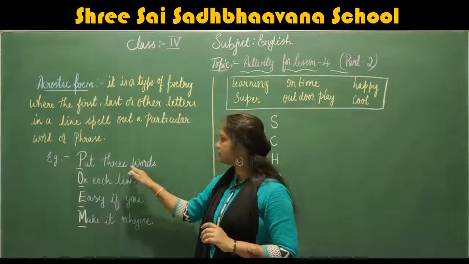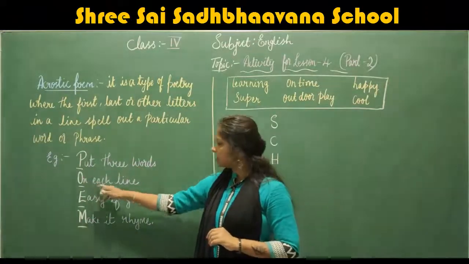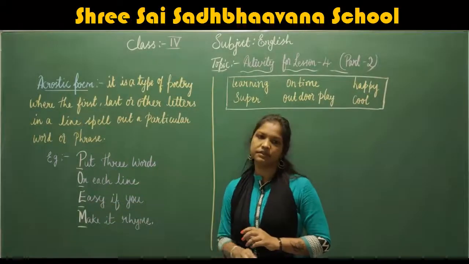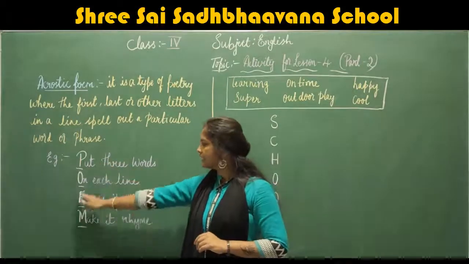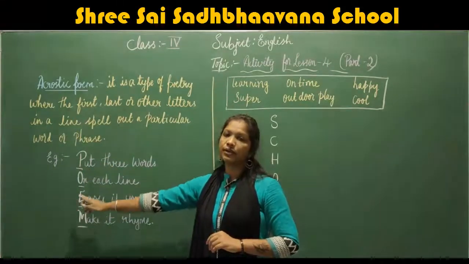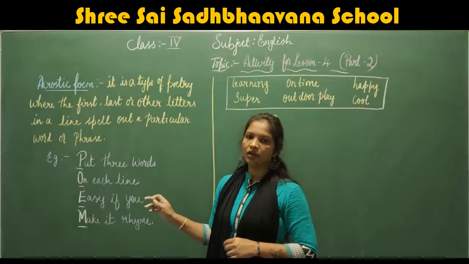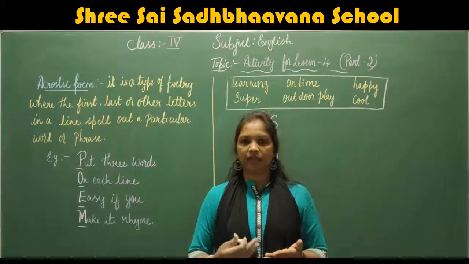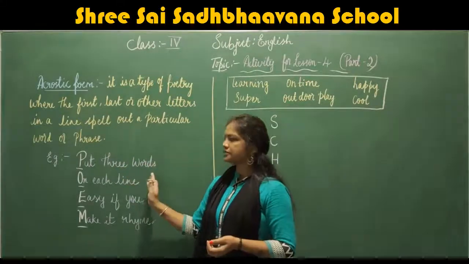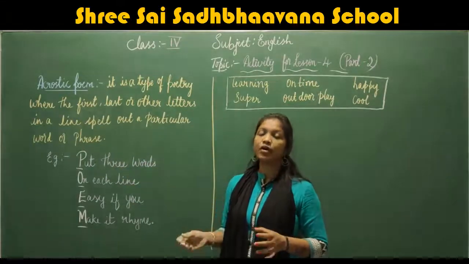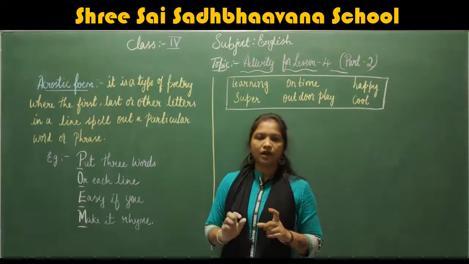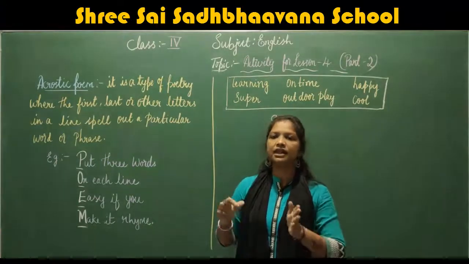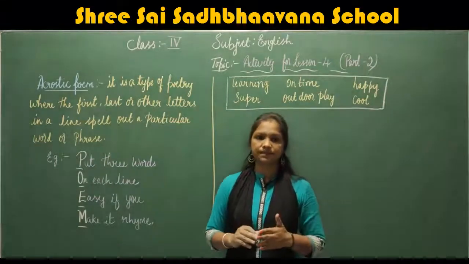Here, for example, put 3 words on each line. Easy if you make it rhyme. So here the first letters are telling about a particular phrase. Acrostic poem means a type of poetry where the first letter, last letter or other letters will tell about a particular word or phrase. We have to use the same particular word. We can't fill the sentence with other words.